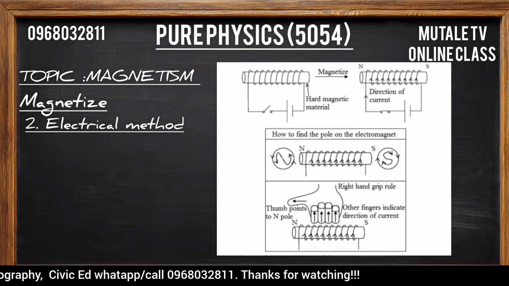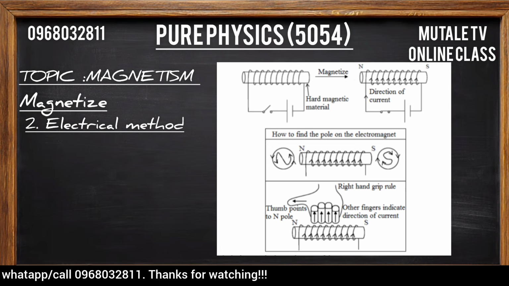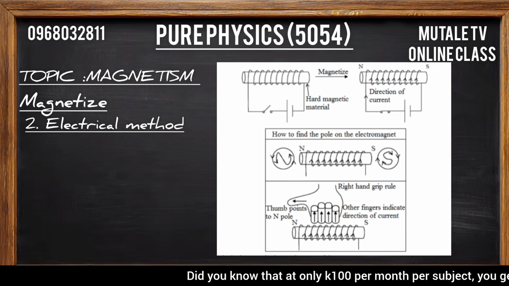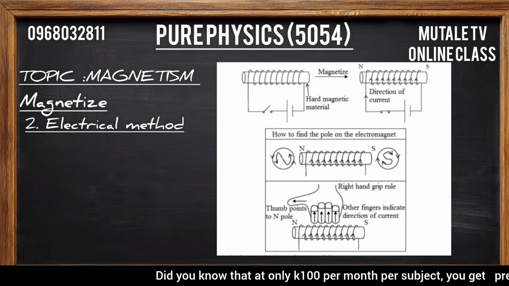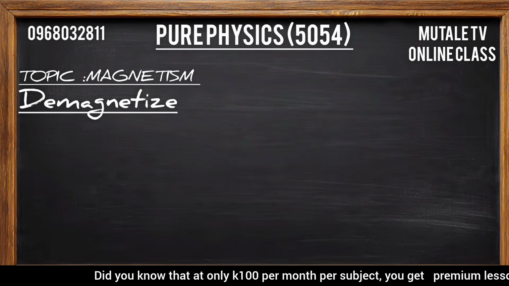Just grip using your right hand, then your fingers should go in the direction of the current. Where the current is going is where your fingers should go. Once you follow the direction of current properly, where the thumb points is the north pole. This is the best method to make powerful magnets. And the magnet which is made with a solenoid is called an electromagnet.